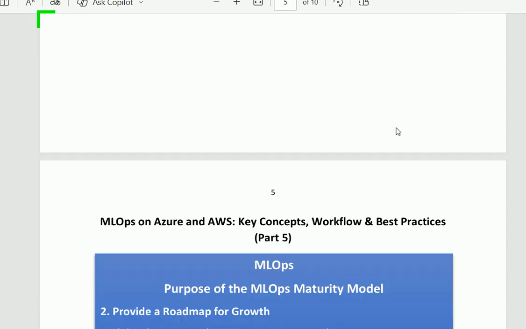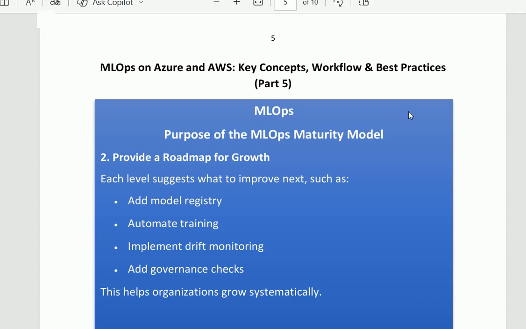The second purpose of the MLOps maturity model is to provide a roadmap for growth. Each level suggests what to improve next, such as adding a model registry, automating training, implementing drift monitoring, and adding governance checks. These are all the different steps that we perform in the maturity model. This helps the organization grow systematically.